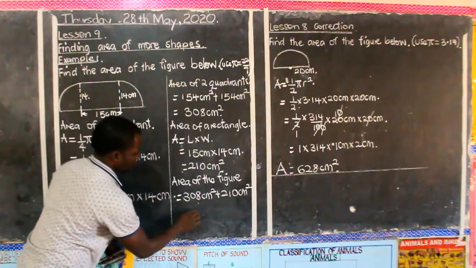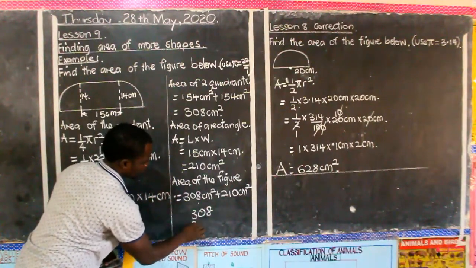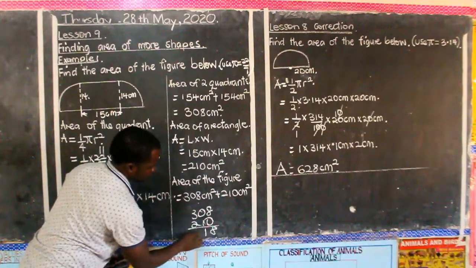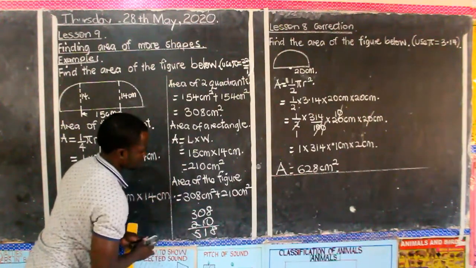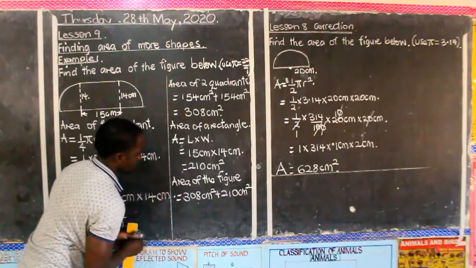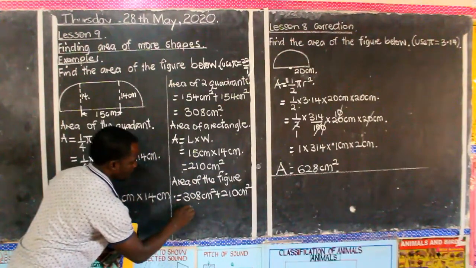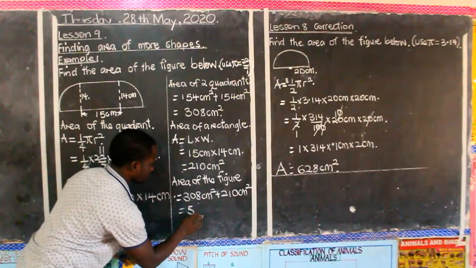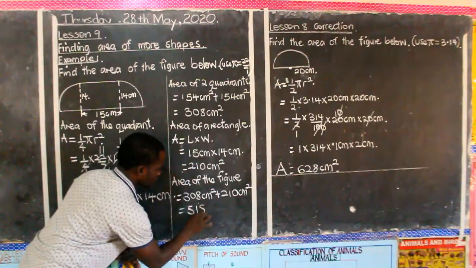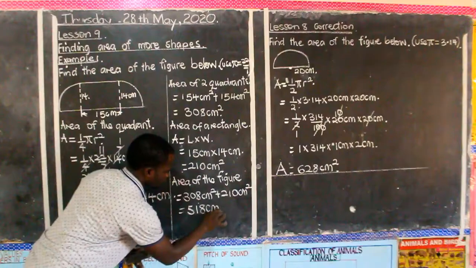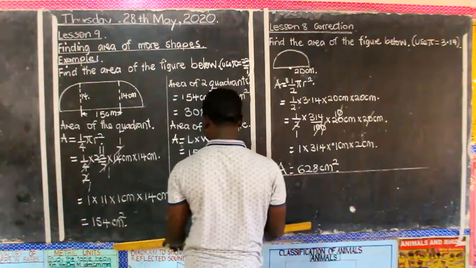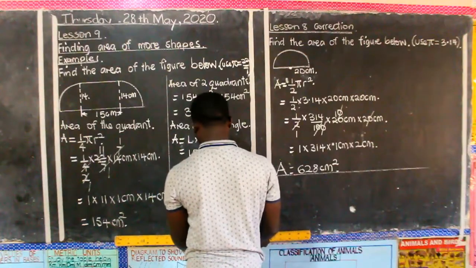When we add 308 plus 210, what do we get? This is 8, this is 1, this is 5. So we shall have 518 square centimeters. This is the area of our figure.